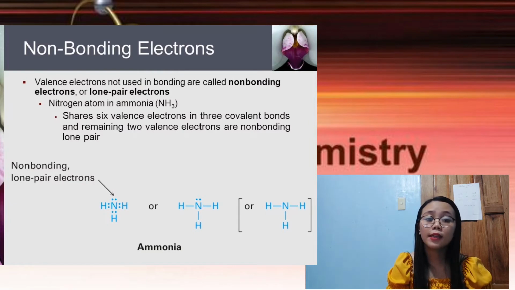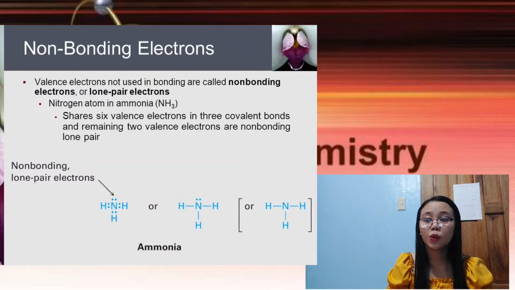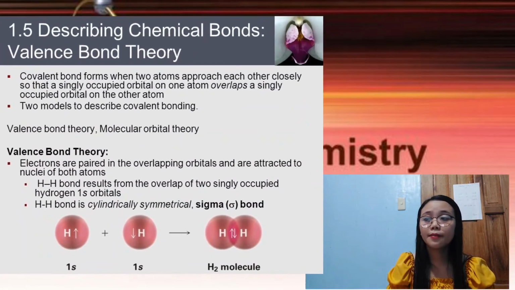Valence electrons not used in bonding are called non-bonding electrons or lone pair electrons. The nitrogen atom in ammonia, NH3, shares 6 valence electrons in 3 covalent bonds, and the remaining 2 valence electrons are a non-bonding lone pair. Describing chemical bonds, valence bond theory.